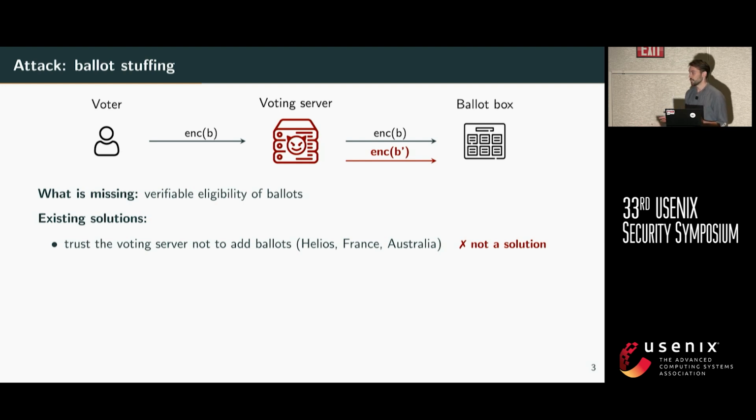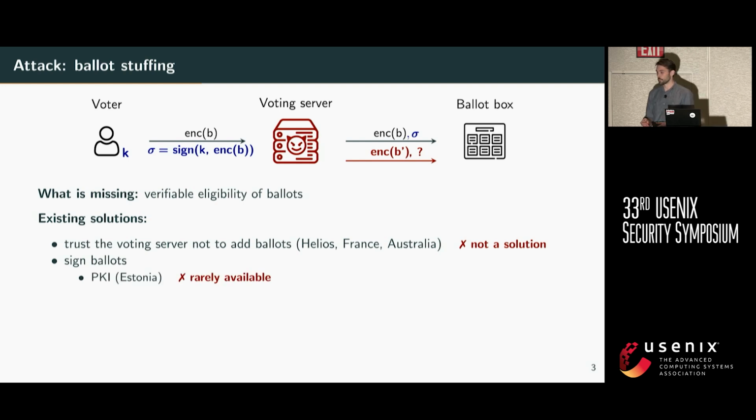The systems that attempt to fix it sign the ballots, meaning that they're going to let the voter, using his signing key, sign the ballots, and the signature is going to be forwarded to the ballot box, allowing an auditor to verify the signature and check that it comes from a voter with a legitimate signing key. For example, this is done in Estonia, in the Estonian voting system, where each citizen has an electronic ID card that allows them to do exactly this.